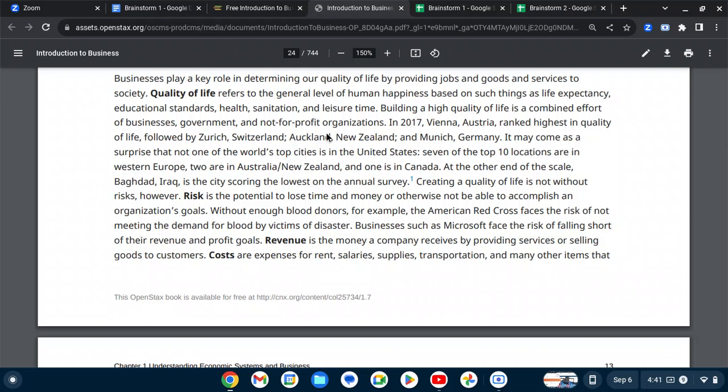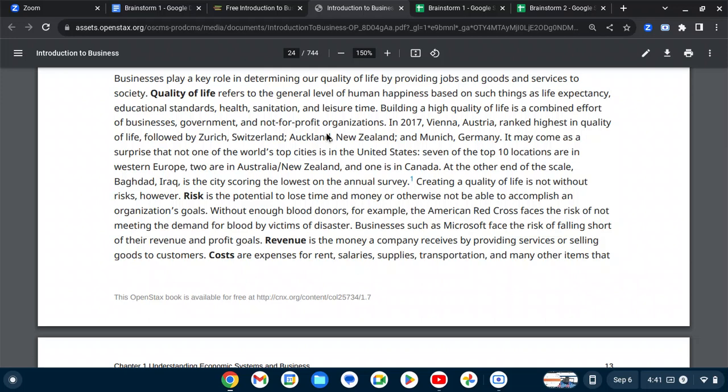It may come as a surprise that not one of the world's top cities is in the United States. 7 of the top locations are in Western Europe, 2 are in Australia and New Zealand, and 1 is in Canada. At the other end of the scale, Baghdad, Iraq, is the city scoring the lowest on the annual survey.